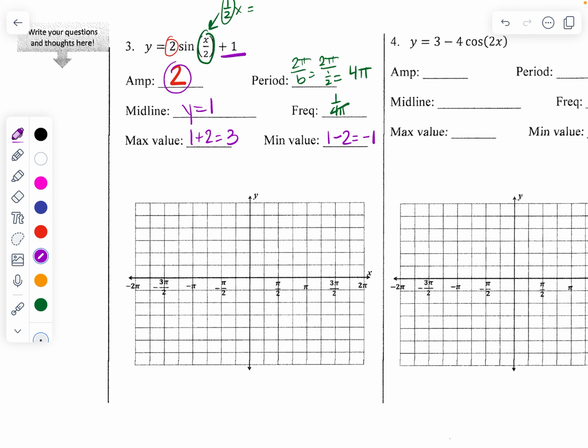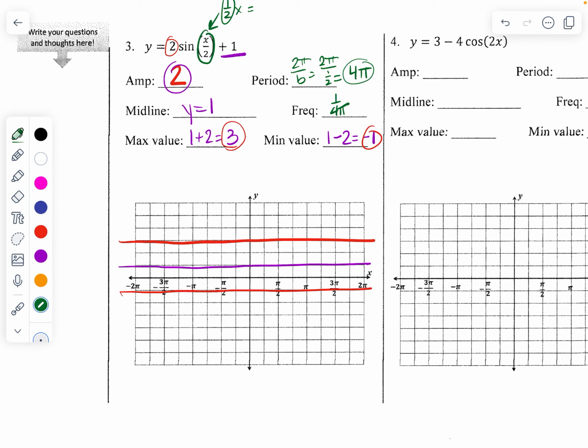So number one, our midline's at y equals 1. So it's no longer on the x-axis. Here's my midline. My maximum value at 3, I'm going to put up here. Here's 3. And my minimum value at -1 is, whoops, go back, at -1. So this is going to be the boundary of where my graph is.